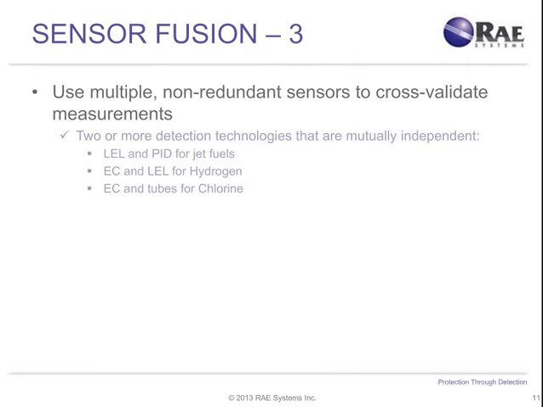Now for hydrogen, that one can be detected both by an LEL sensor and a specific electrochemical sensor that's available for hydrogen at lower concentrations. So that's another option to measure hydrogen throughout the concentration range, and in some cases cross-validate the readings obtained by one technology with another non-related technology.